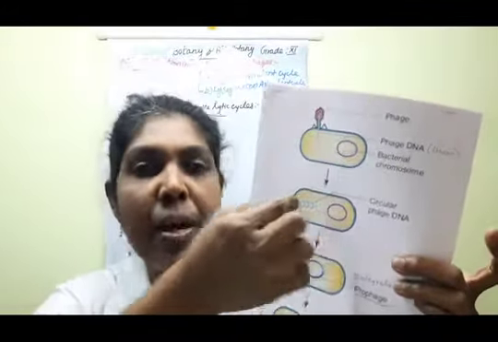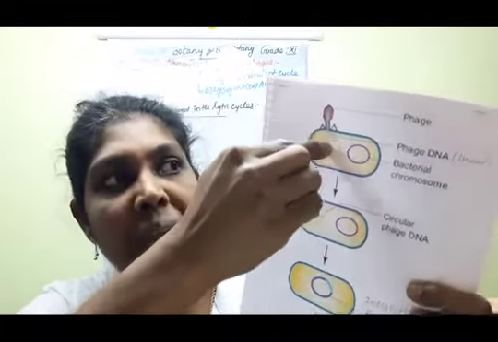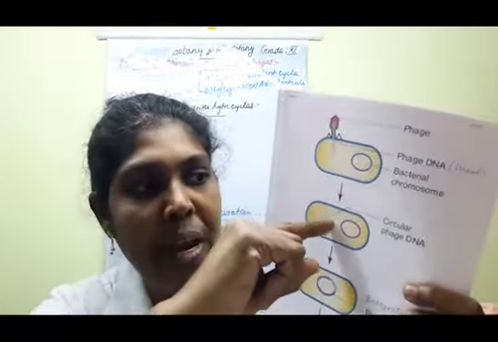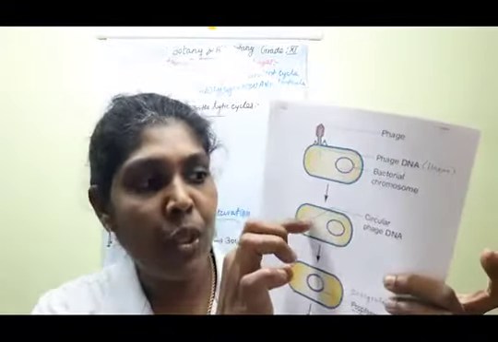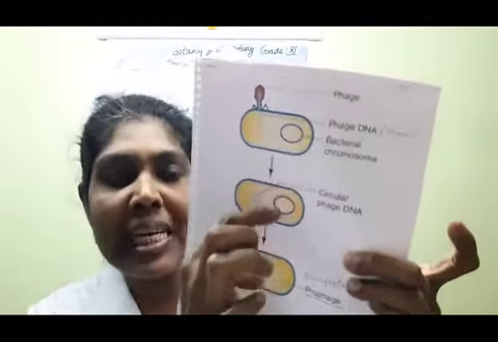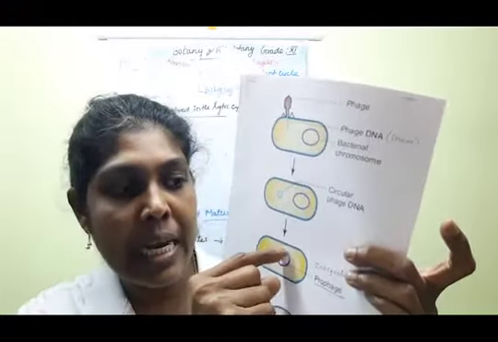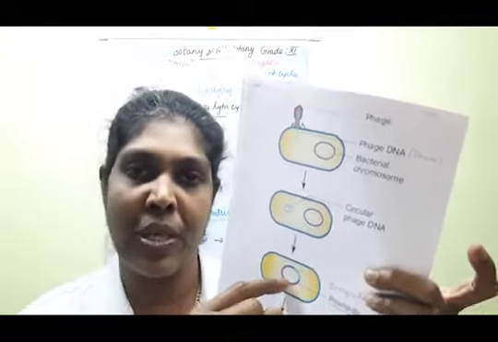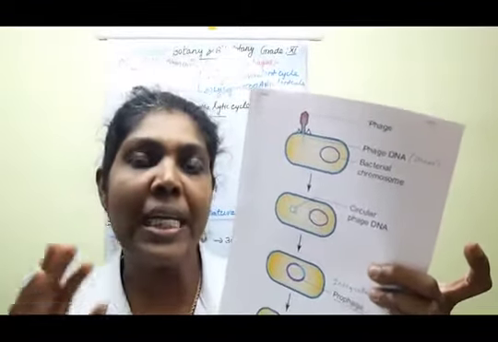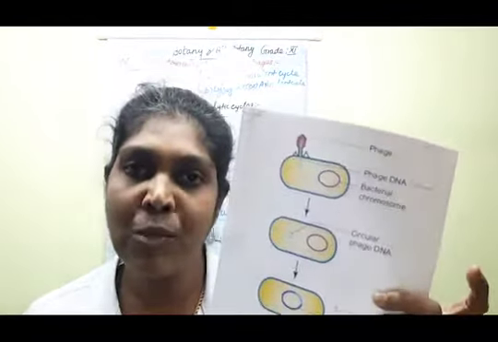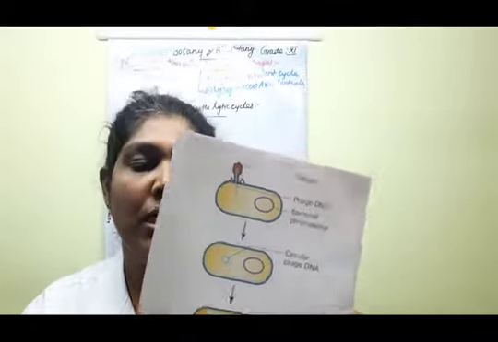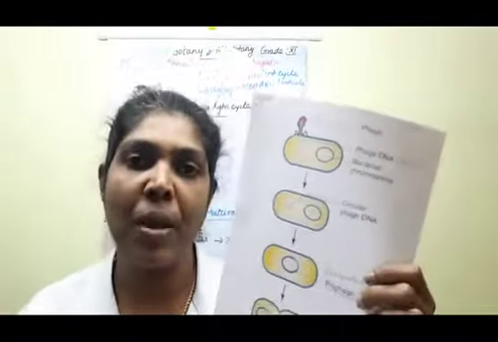But what do you mean by prophage? First, the phage DNA enters in a linear form, isn't it? After that, it becomes circular. Then this phage DNA is integrated with the bacterial chromosome, right? This integrated form of the phage DNA is known as, what is that name, children? Prophage. Understood? This is very important, one of the 3-mark questions: what do you mean by prophage?